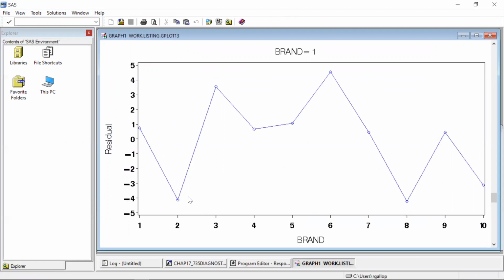All right. So now, one of the things we worry about is whether or not there's autocorrelation. There's 2 types of autocorrelation: what we call positive autocorrelation and one we call negative autocorrelation. A positive autocorrelation could be one where you see the residuals consistently go up as brand increases.